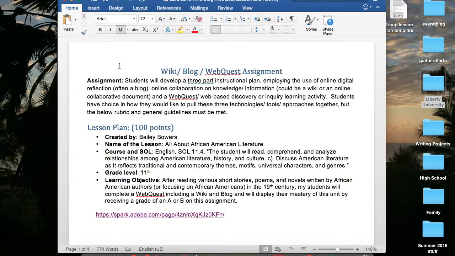The standard of learning is that the student will read, comprehend, and analyze relationships among American literature, history, and culture. They will discuss American literature as it reflects traditional and contemporary themes, motifs, universal characters, and genres.